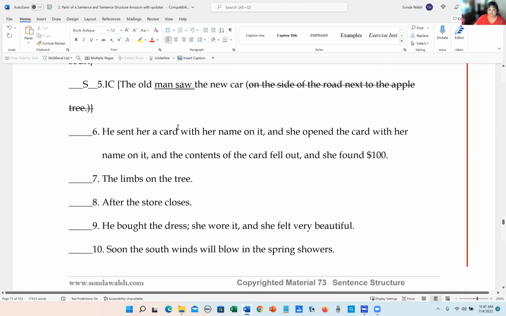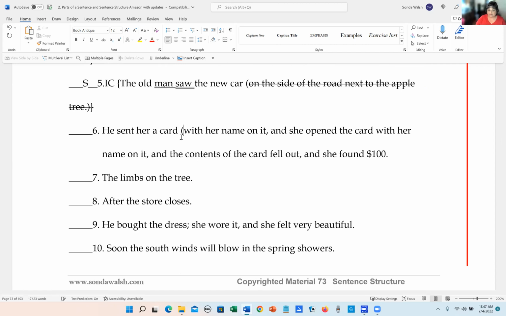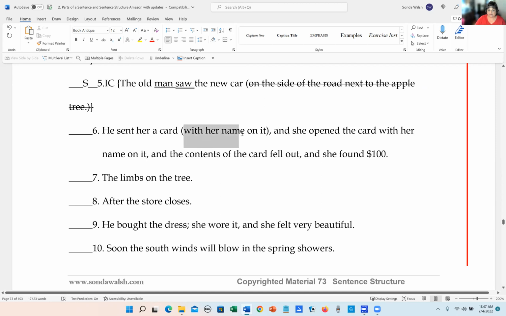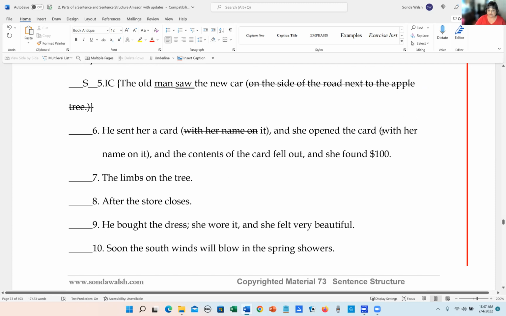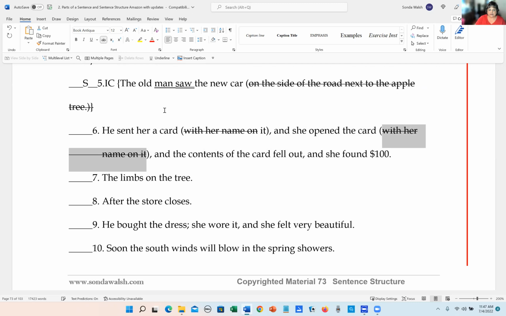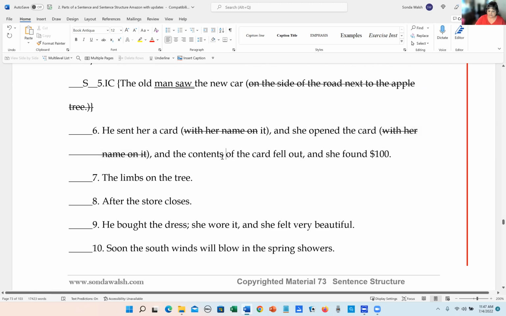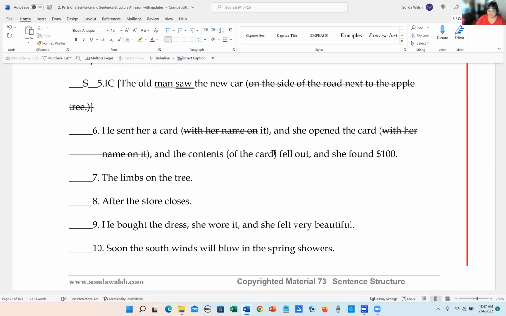Okay. With her name on it, those are prepositional phrases. I'm going to mark that out because we know those are prepositional phrases. They won't be anything else. And here's another with her name on it. Another preposition. It's 2 prepositional phrases. I'm just not taking the time to identify them as such. And of the card is a prepositional phrase. I'm going to mark that out.